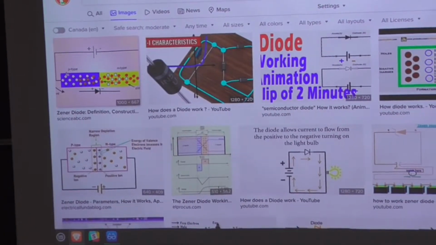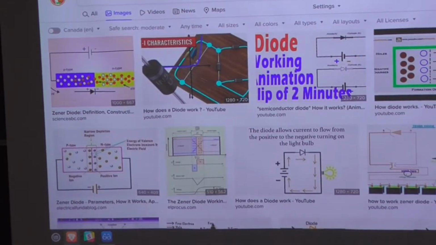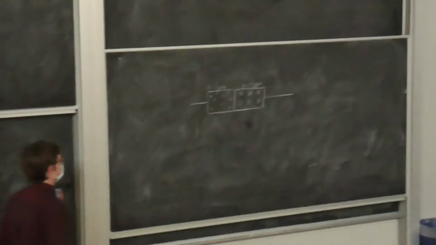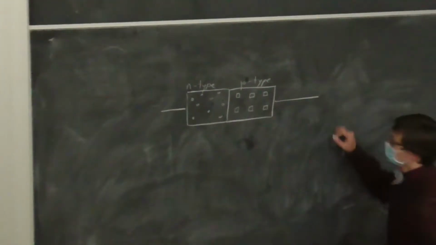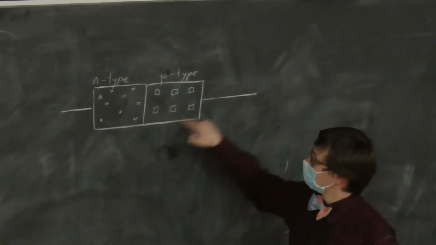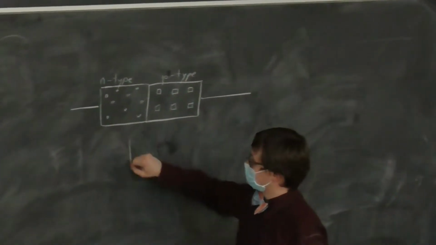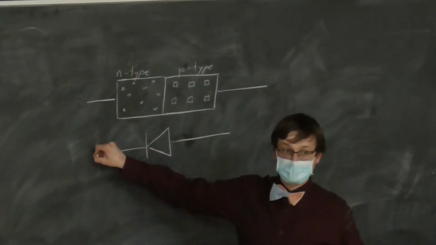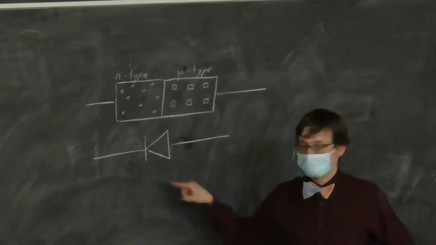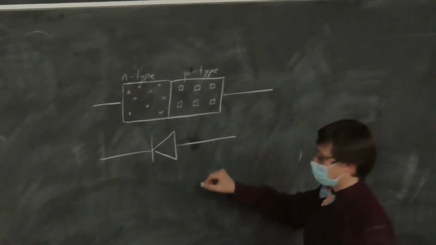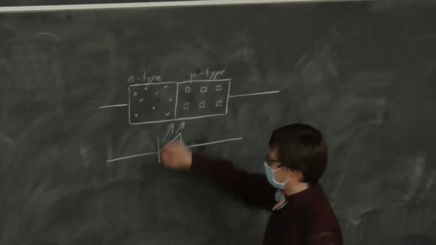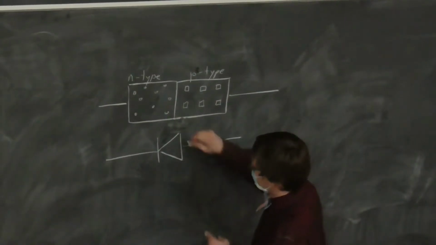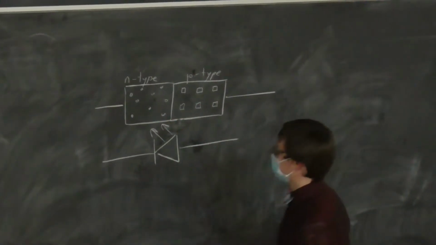Okay, so it flows from the p-type to the n-type. Good. So, flow is allowed in one direction and not allowed in the other. This is the symbol for a diode, right? The symbol for a light-emitting diode is this thing with little beams of light coming off of it, maybe in the other direction, like so.